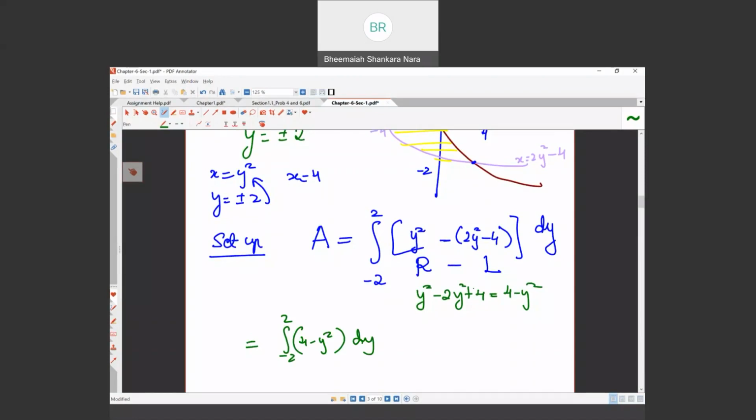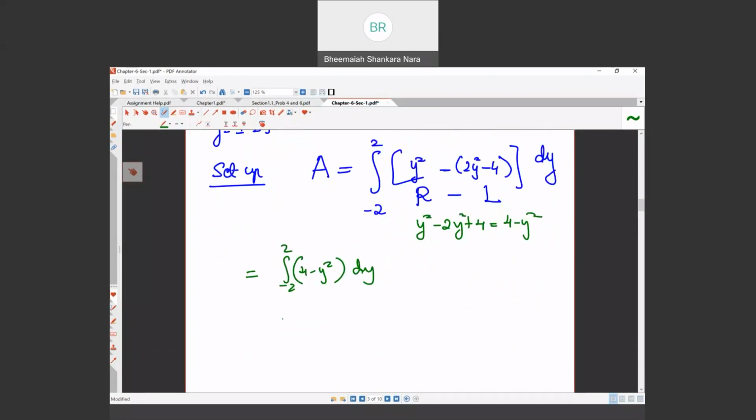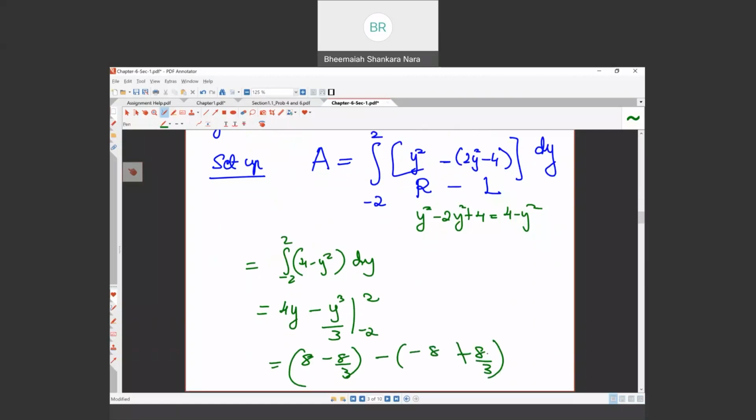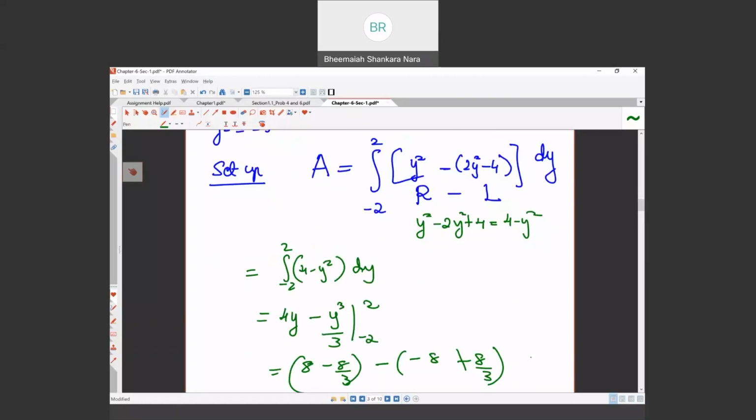So we have 4y minus y cubed divided by 3. Evaluate from -2 to 2. Plug in 2, so we have 8 minus 8 over 3, minus -8 plus 8 over 3. Simplify and you get this answer to be 32 divided by 3.